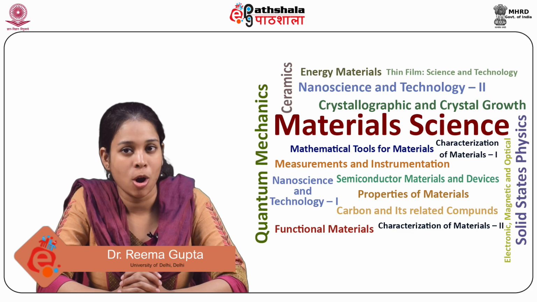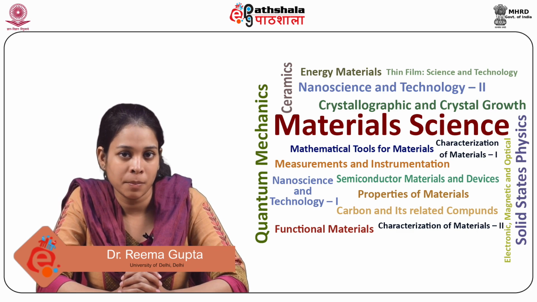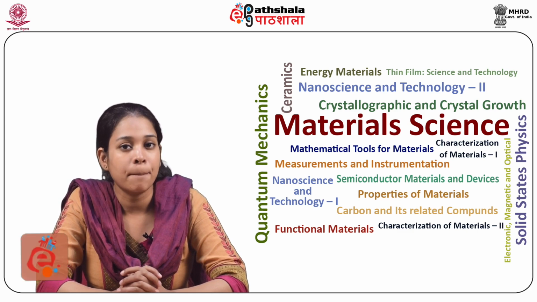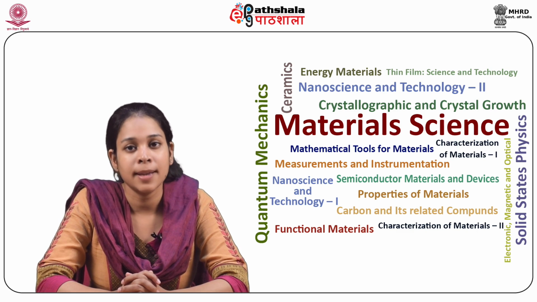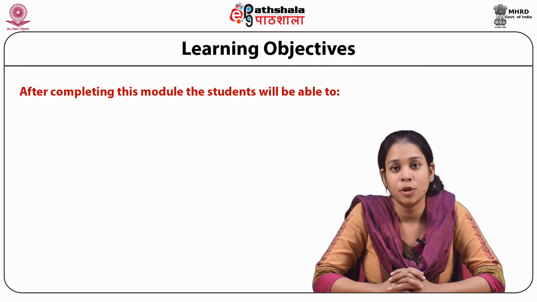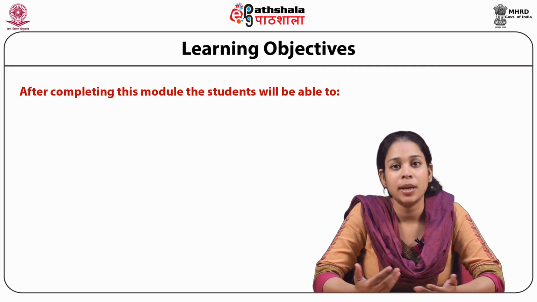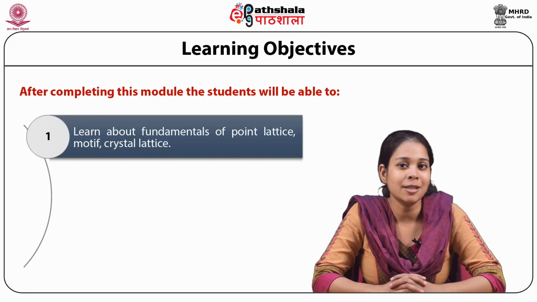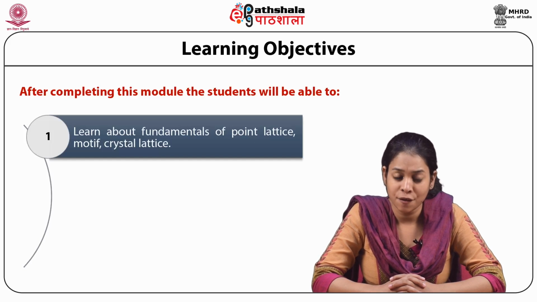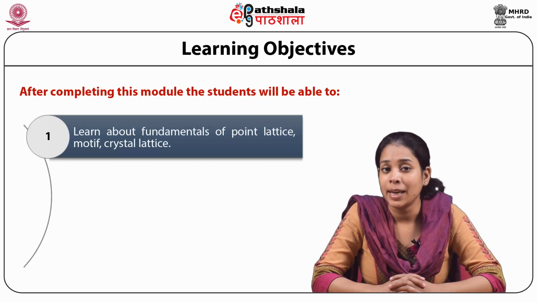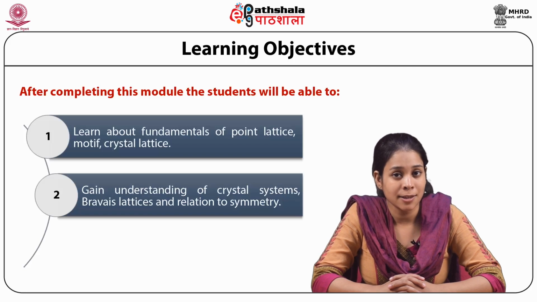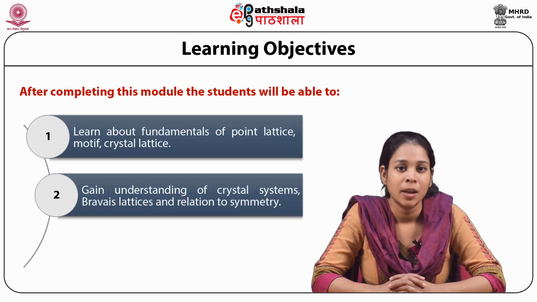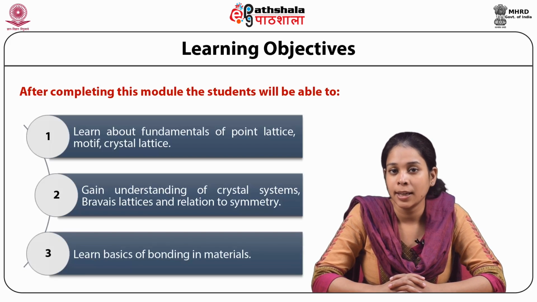Today we are going to talk on module Structure of Ceramics, and we will be talking about basic crystallography and bonding. And this is under the paper Ceramics. So after completing this module, the students will be able to learn about the fundamentals of point lattice, motif and crystal lattice. You will be able to gain understanding of crystal systems, Bravais lattice and relation to symmetry. The basics of bonding in material will also be given in this module.